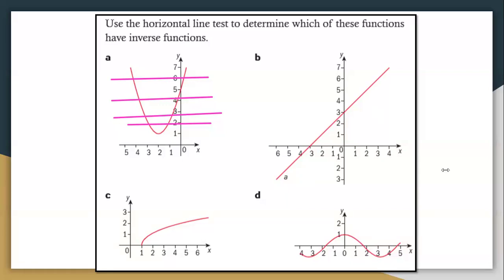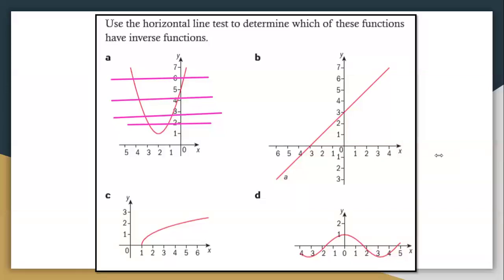Aria. Good afternoon, sir. Good afternoon. Maybe I can answer B. Okay, B has an inverse, because when you draw a horizontal line through the function, it only meets at one point. Okay. Thank you, Aria. That's correct.